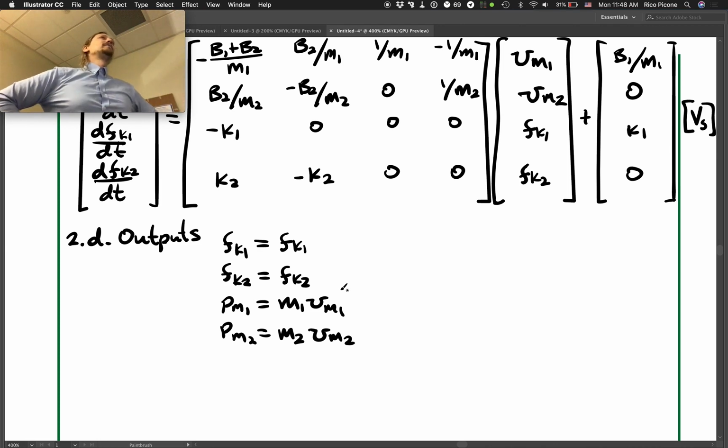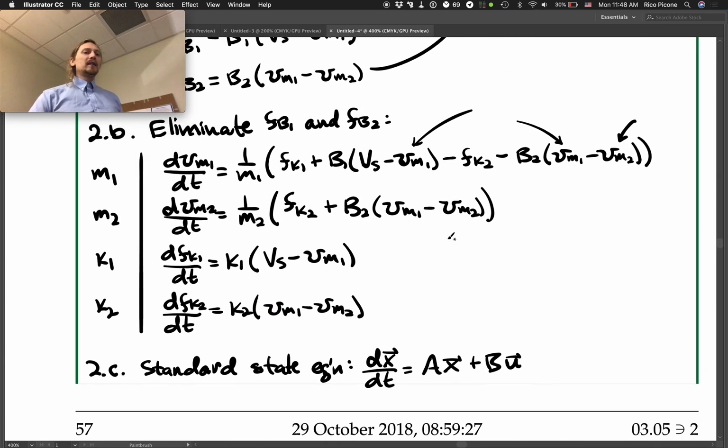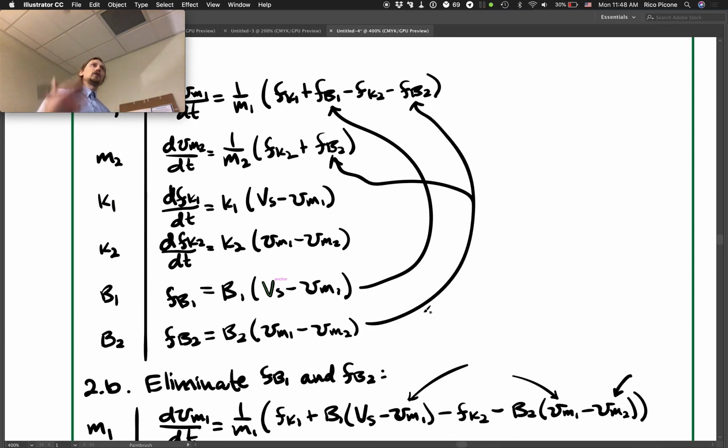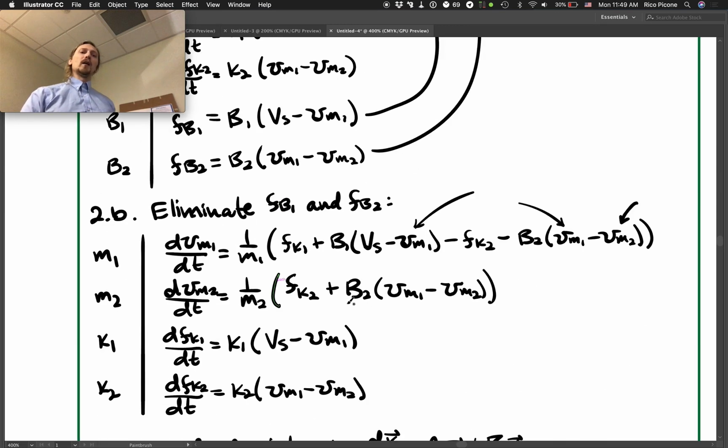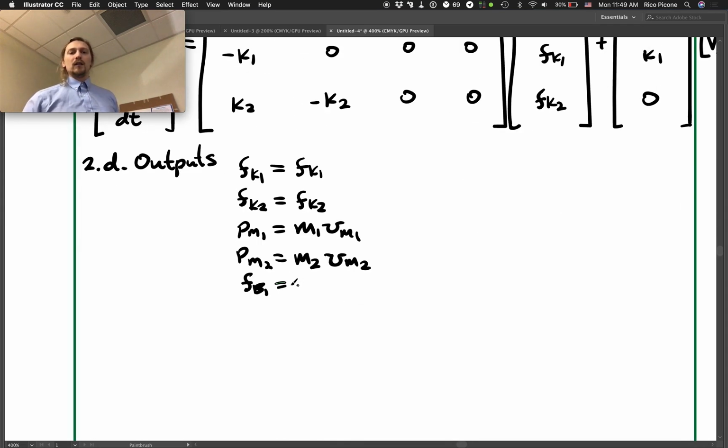Yeah? So Fb1 or Vb1 or Fb1? So Fb1, we would have to write that. So say I'm also interested in Fb1. We need to write it in terms of state variables and input variables. It would be nice to go back and look at equations you've already written, because oftentimes it shows up already solved for you, and it does in this case too. So Fb1 is just b1 times Vs minus Vm1. So we would say b1 times Vs minus Vm1.